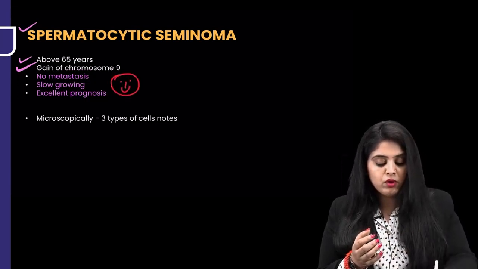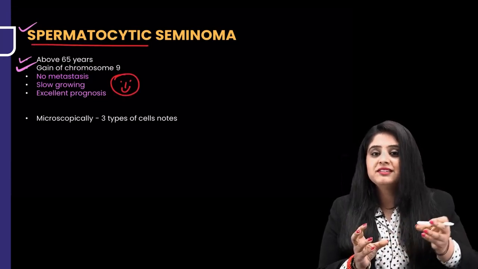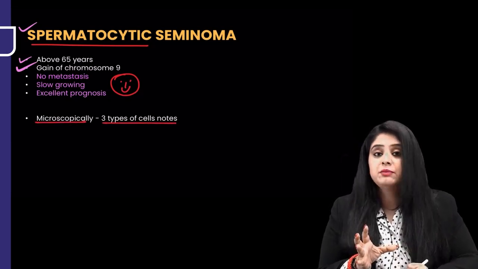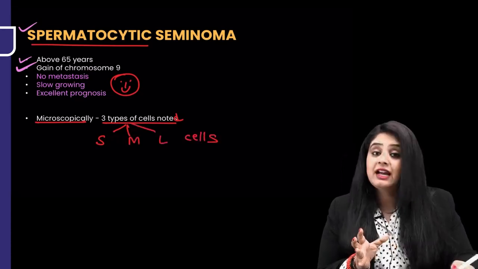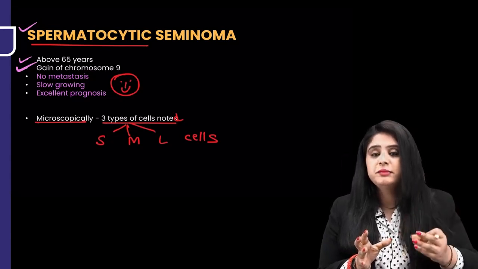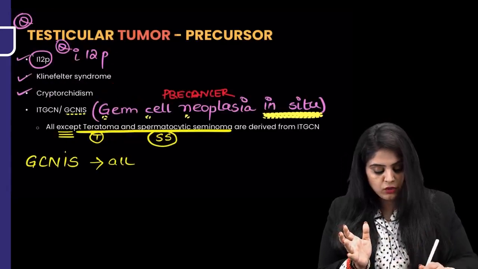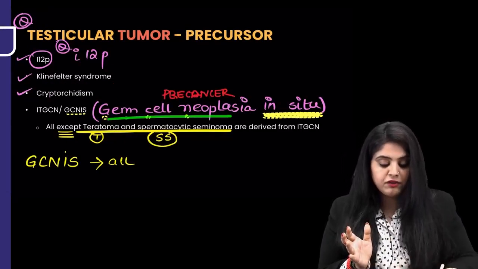And please remember, because you're talking about length, small size name, medium size name, large size name, microscopically it shows you 3 types of cells. There are small, medium and large cells, defined on the basis of size. That is what spermatocytic seminoma is. And is spermatocytic seminoma arising from the precursor?